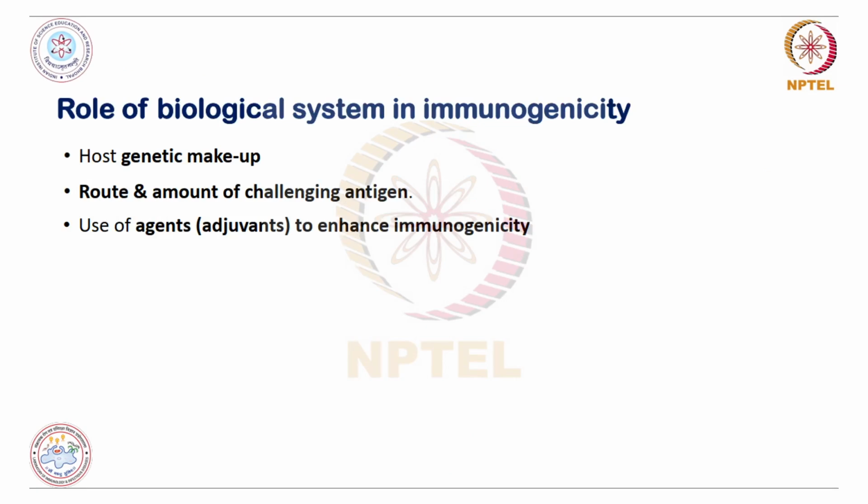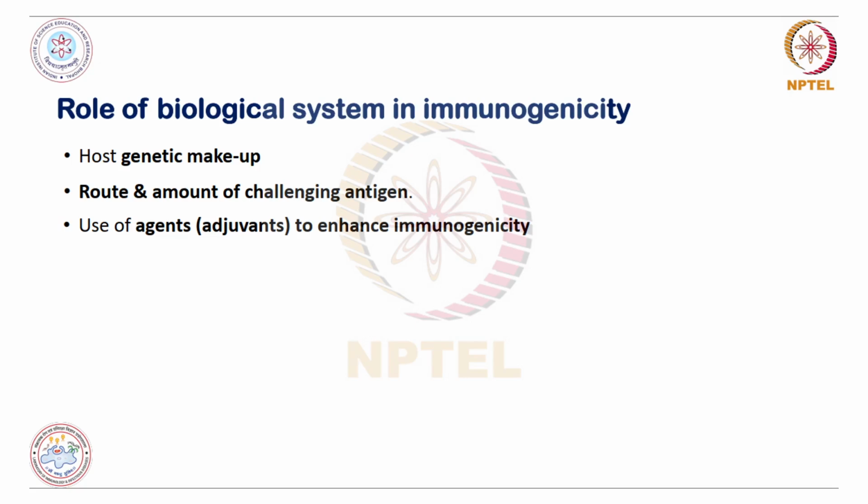So the next is the role of the biological system in immunogenicity. The first one is host genetic makeup. Each individual has a unique MHC profile, and some antigens are better presented by specific molecules. So the host genetic makeup matters here. Say, one antigen can be immunogenic in one person but not in another because of the difference in genetic makeup.